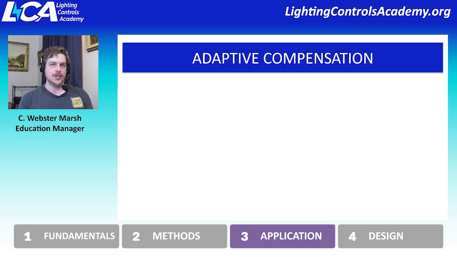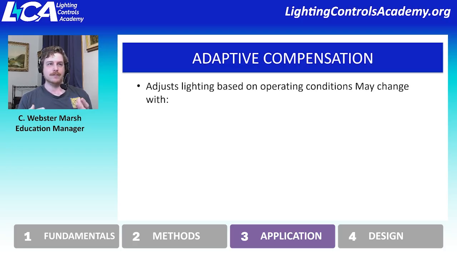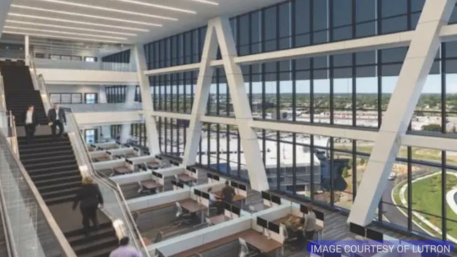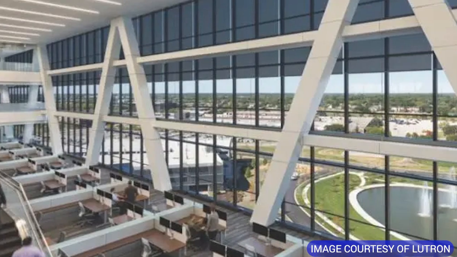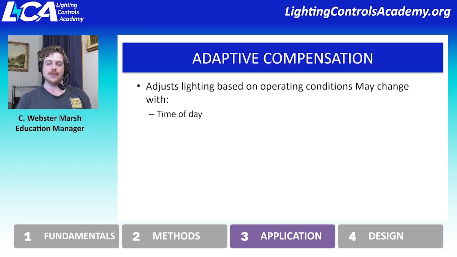Adaptive compensation, on the other hand, is where we're making sure that the lighting adjusts based on the conditions of the space and the applications of the space. So it might change with the time of day. In the morning, not as bright; midday, you might have either brighter or dimmer depending on the daylight conditions; and then at the end of the day it will adapt as well. So time of day can be a reason to have adaptive compensation.